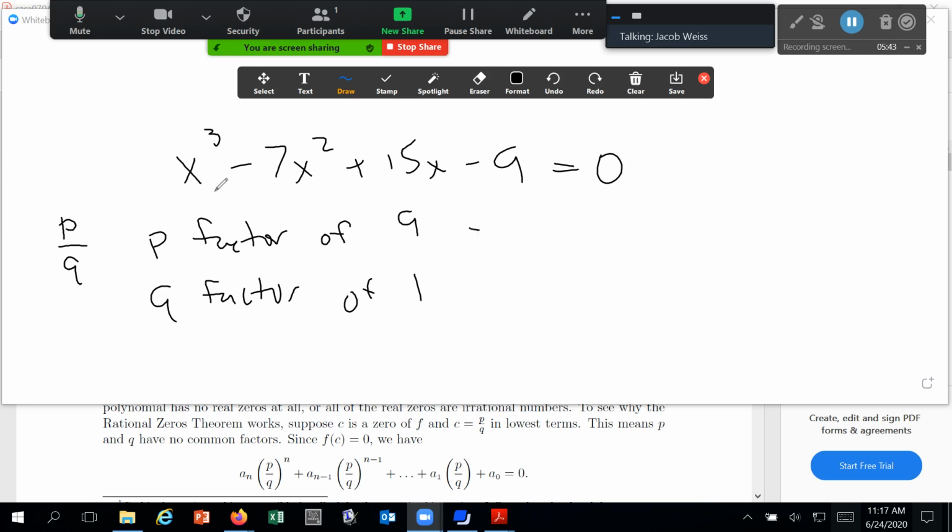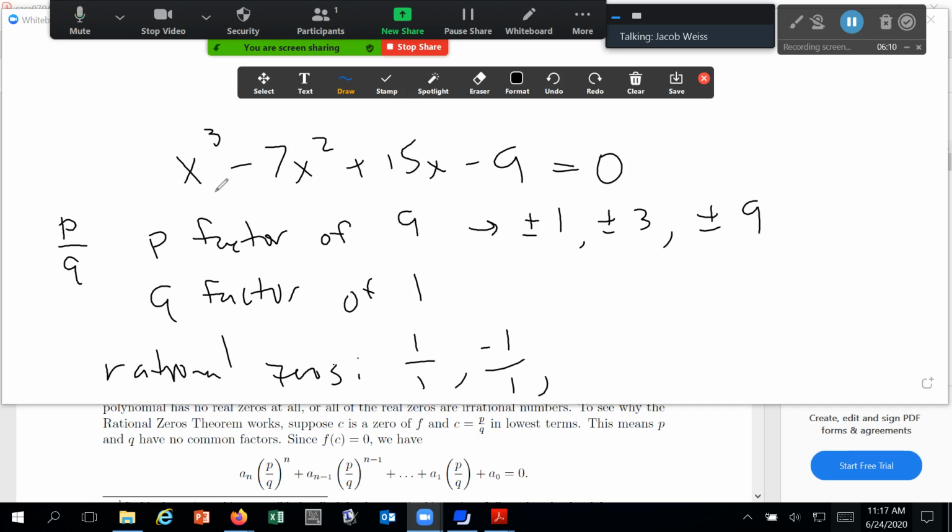Therefore, p could be plus or minus 1, plus or minus 3, or plus or minus 9. And q could be plus or minus 1, but we don't need to worry about plus or minus for q, just for the p's. So our possible rational zeros are going to be 1 divided by 1, negative 1 divided by 1, 3 divided by 1, negative 3 divided by 1, 9 divided by 1, or negative 9 divided by 1.